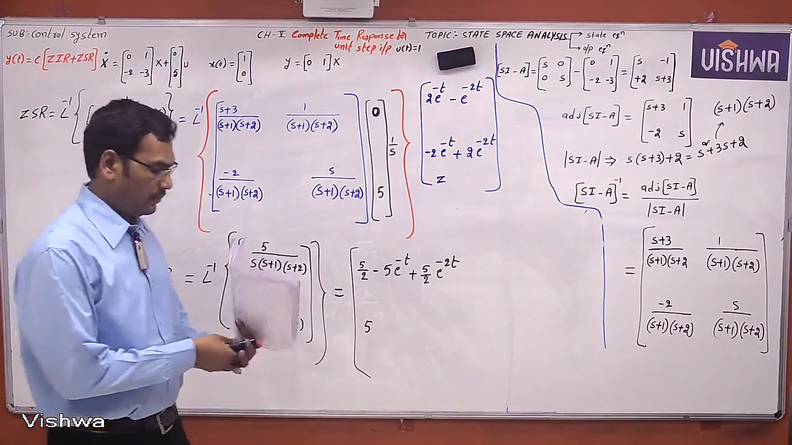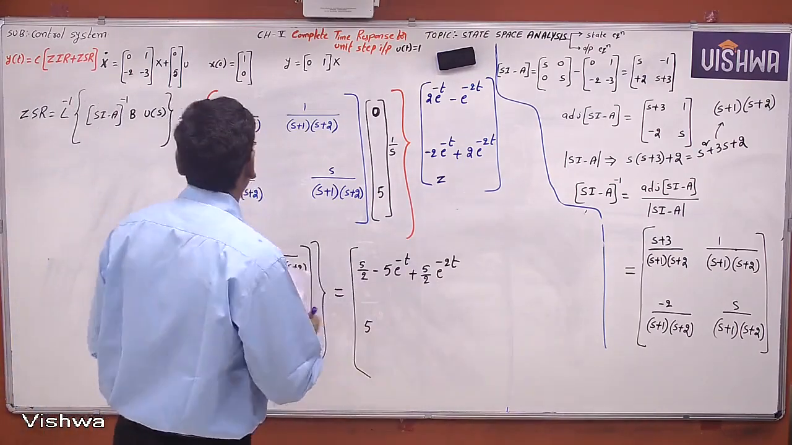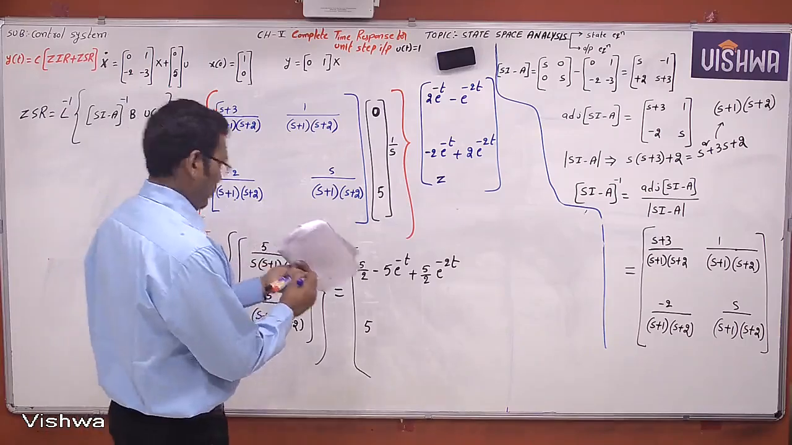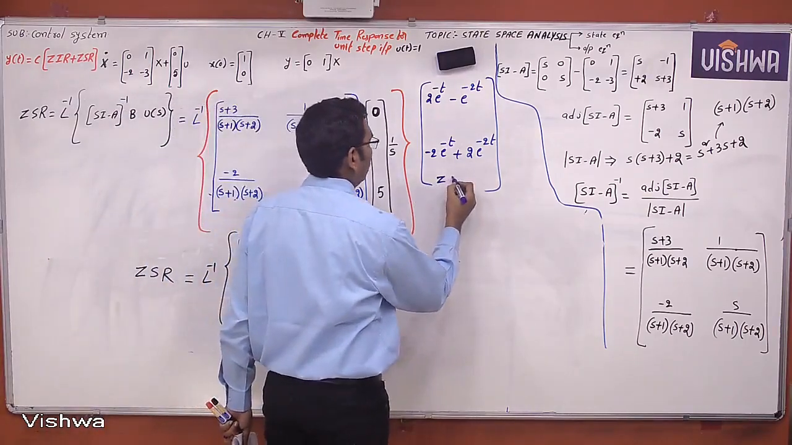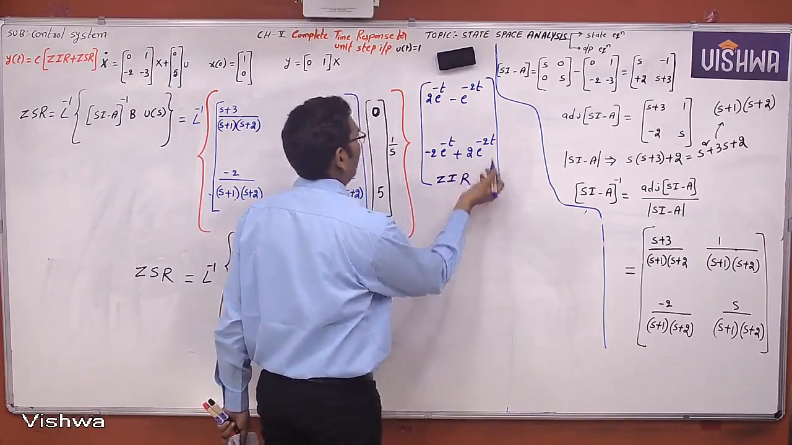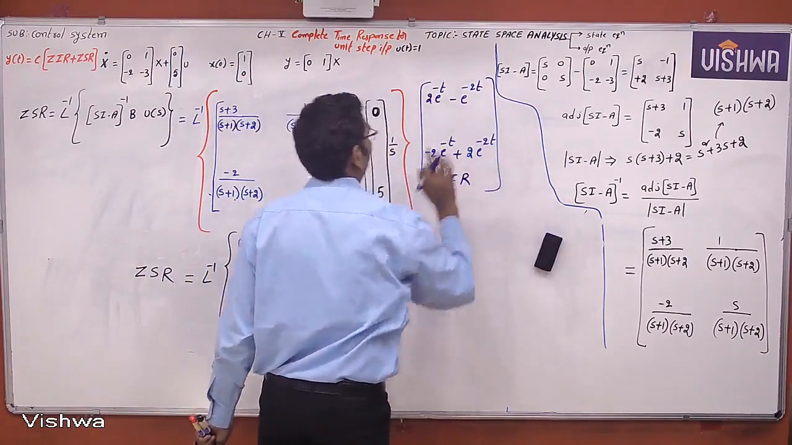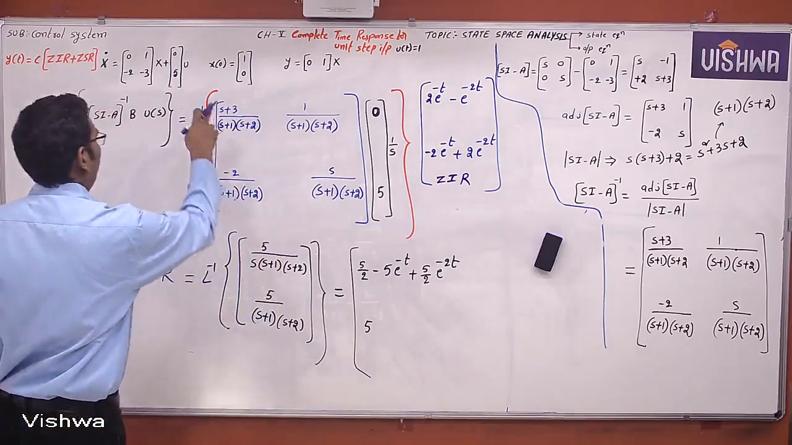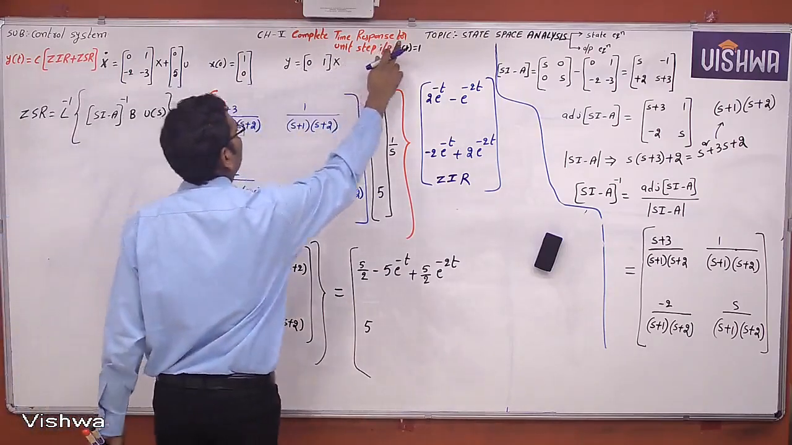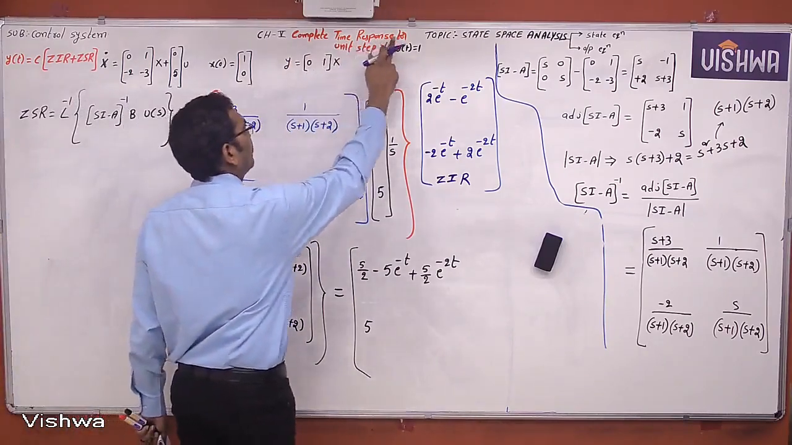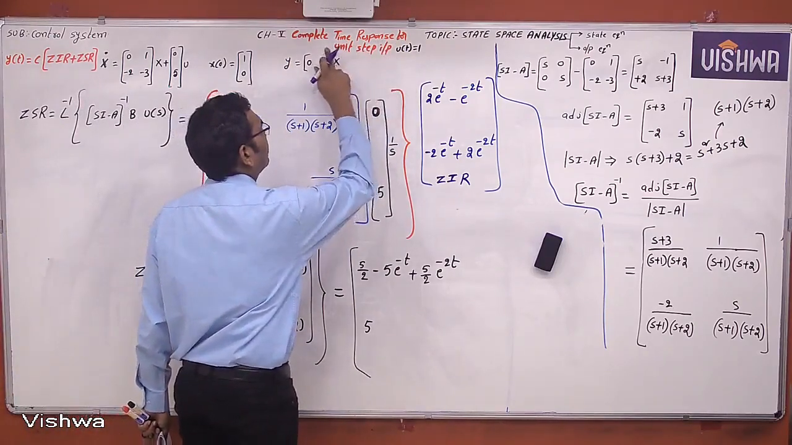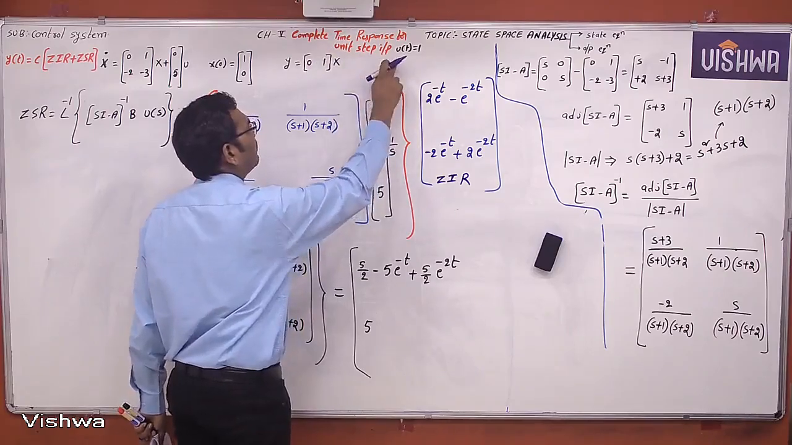Okay. Now see here. This is the zero input response, which we already calculated. This is the zero input response for the same problem, because the question, once again I am explaining here, is the complete time response for unit step input.